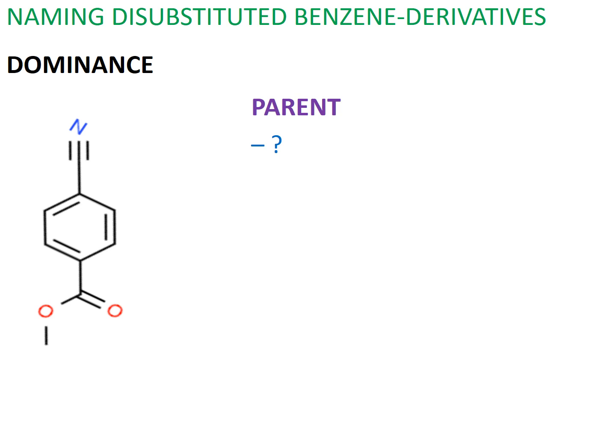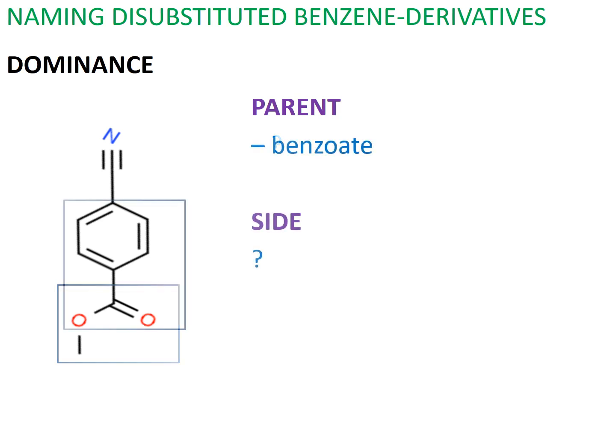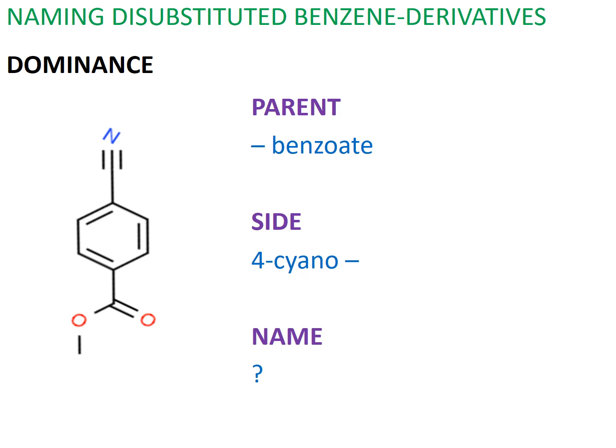With this disubstituted benzene derivative, there is an ester group and a nitrile group. Since the ester is the more dominant functional group, then the parent name of this compound should be benzoate. And since the nitrile group is bonded to benzene's 4th carbon relative to the carbon bonded to the dominant ester group, then the name of this organic compound should be 4-cyanobenzoate.